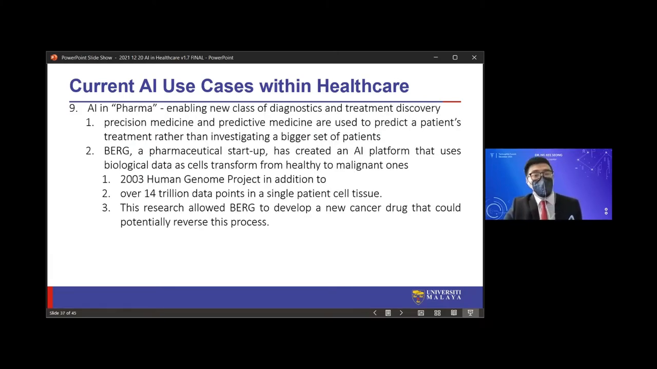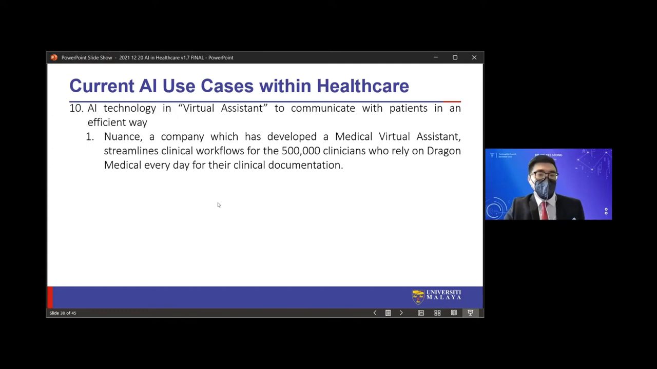So AI in pharmaceutical sciences, where it enables new classes of diagnostics and treatment discovery, and BERG, a pharmaceutical startup, created an AI platform that uses biological data, cells transforming from healthy to malignant ones. So they have been utilizing the Human Genome Project data from 2003 and over 14 trillion data points in a single patient cell tissue in the development of new cancer therapies that can potentially reverse and even stop the cancer process.